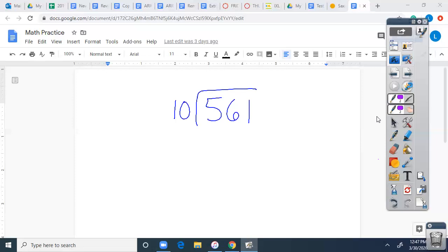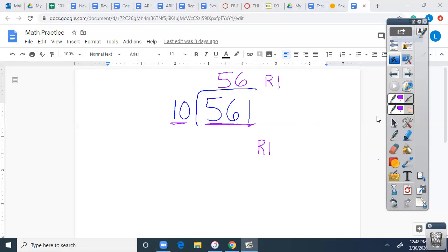Okay, so think about it. Instead of saying that this number is 561, let's just pretend it's 560. So our remainder is going to be 1. How many times does 10 go into 560? It goes in 56 times. 10 times 56 is 560. And then our remainder right here is 1 because we used 560 instead of 561.